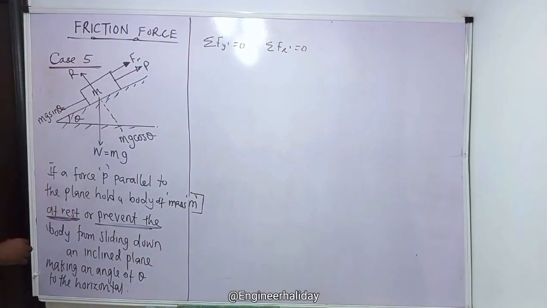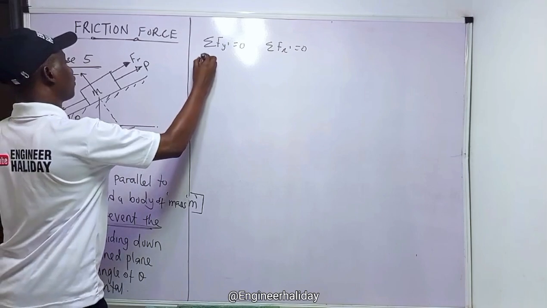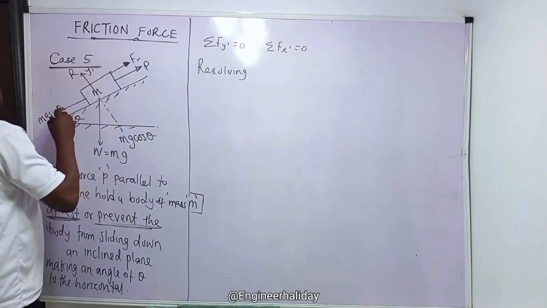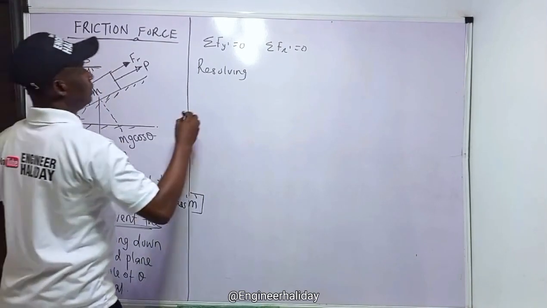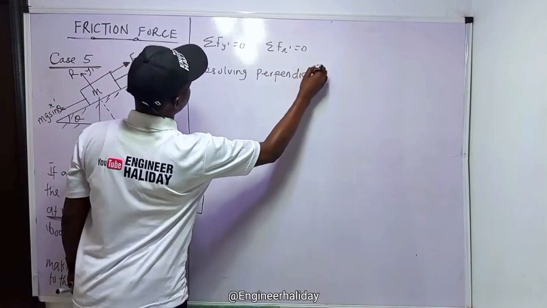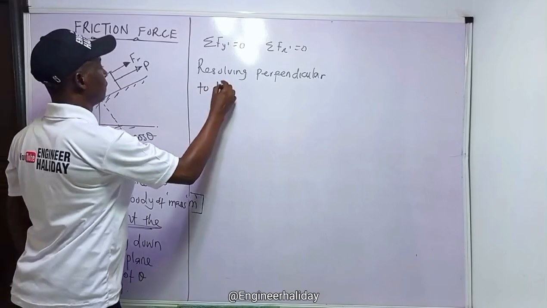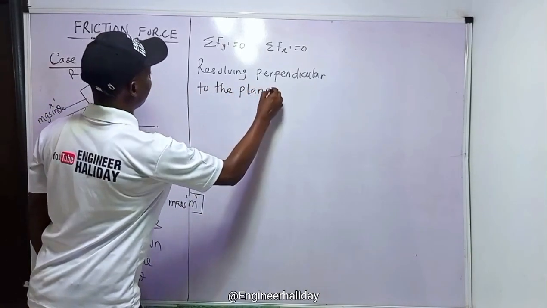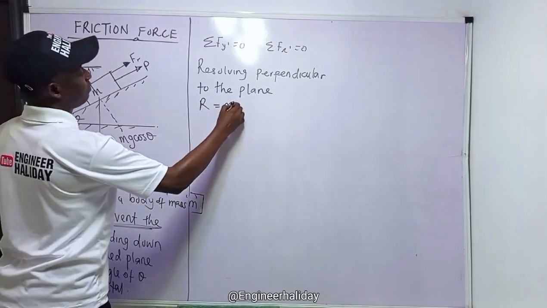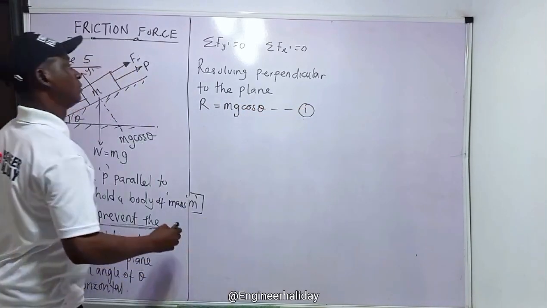Now, we are resolving. This one is y prime and this is x prime direction. Resolving perpendicular to the plane, what do we have? R, which is going up, equal to Mg cos theta. Let's call this equation 1.